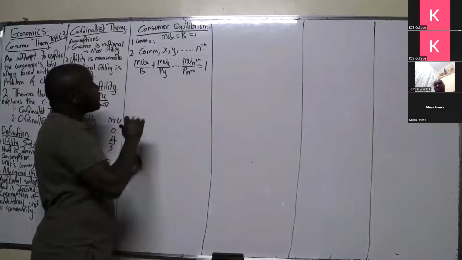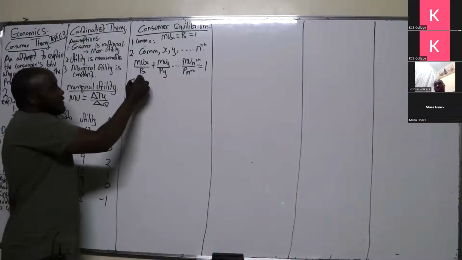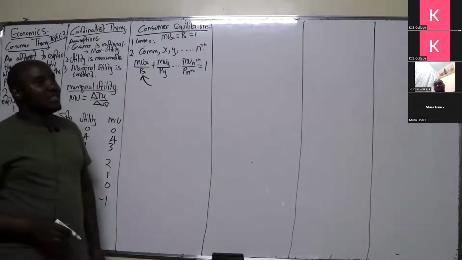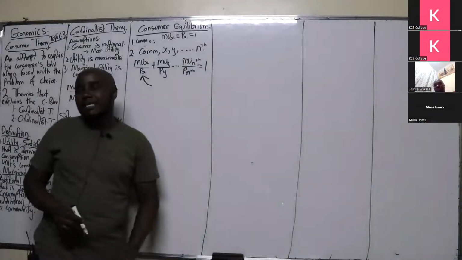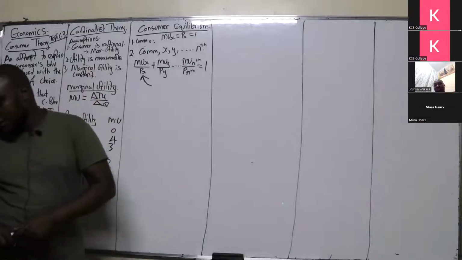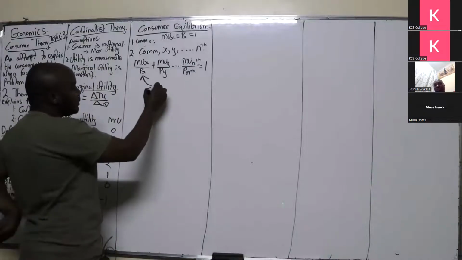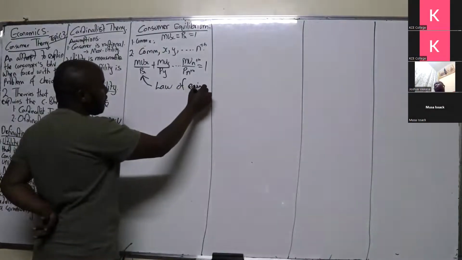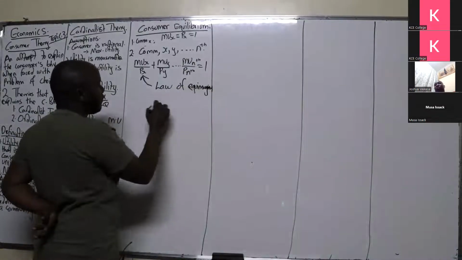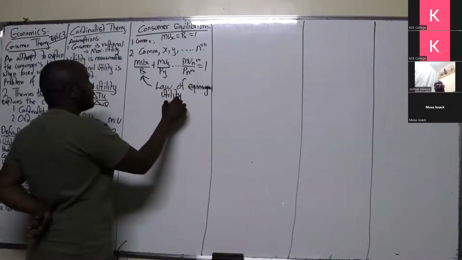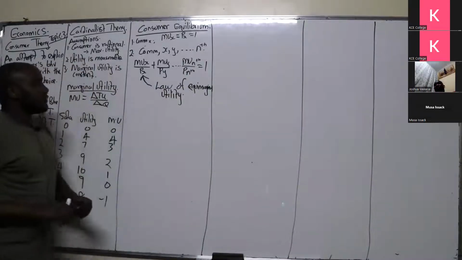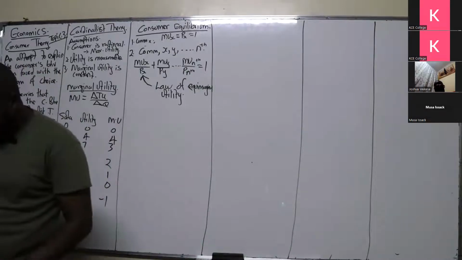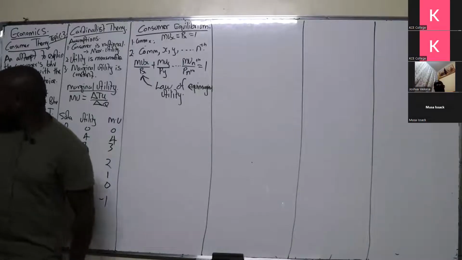And this concept of combining this is regarded as equimarginal utility. The law of equimarginal utility. And that's how you derive the consumer equilibrium in the Cardinalist theorem.